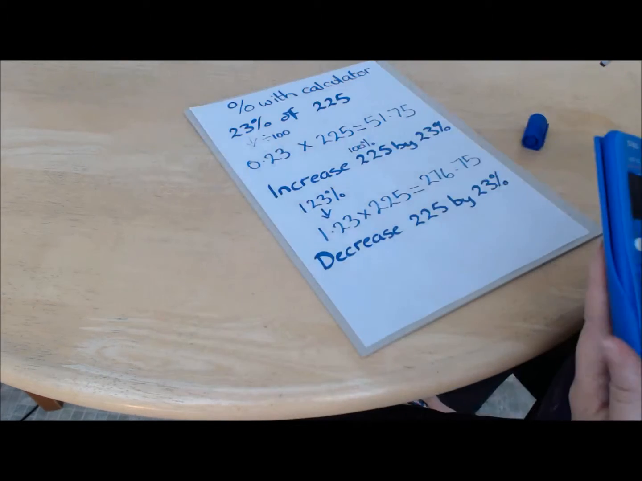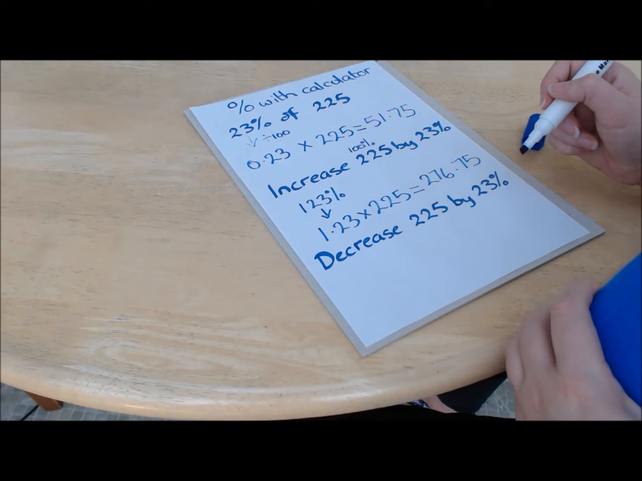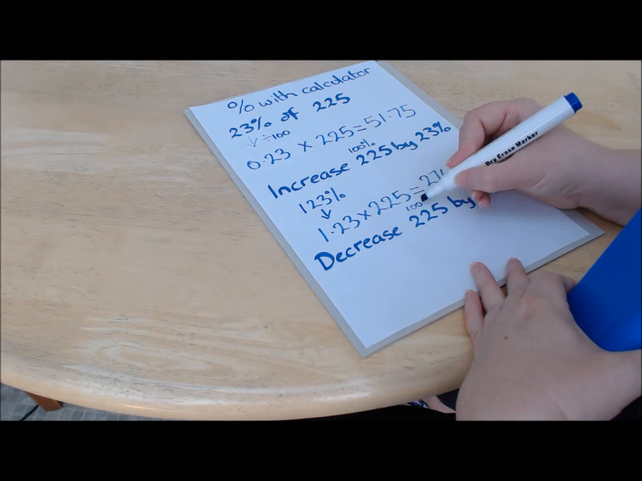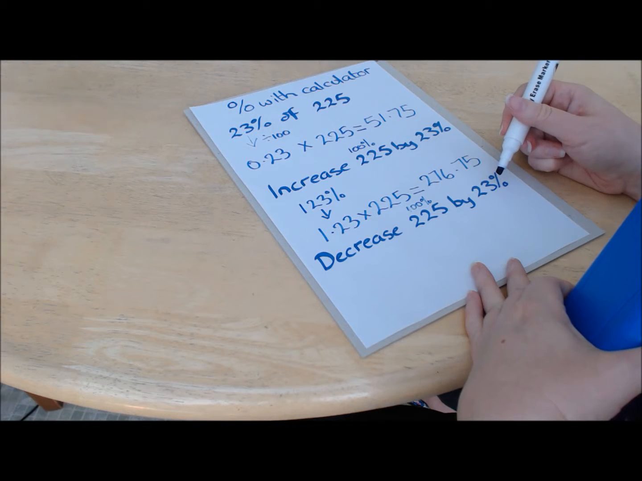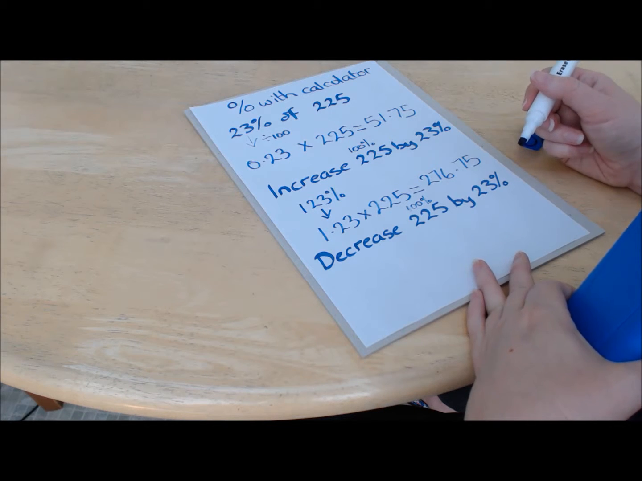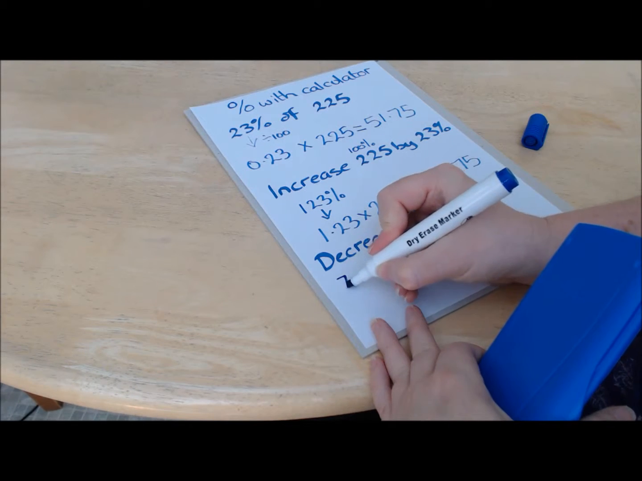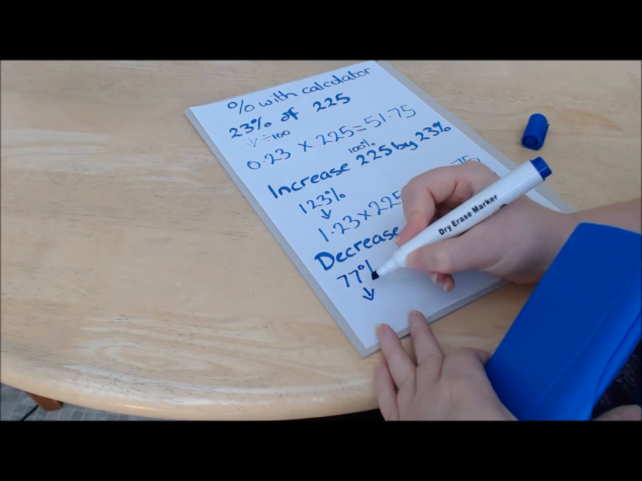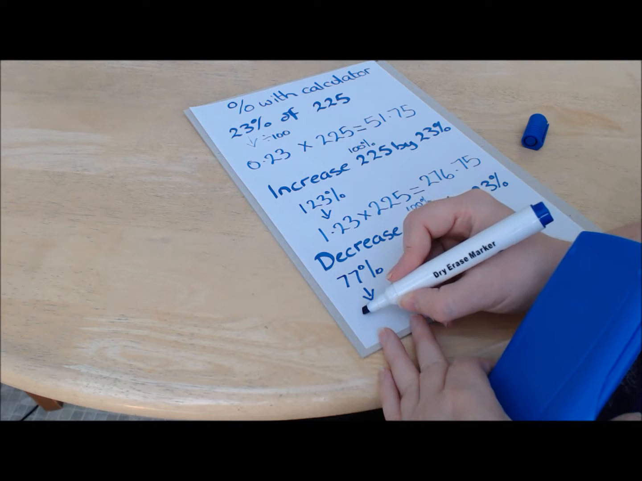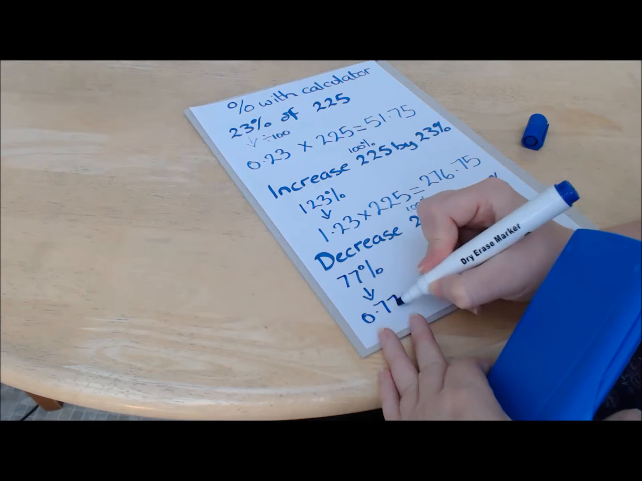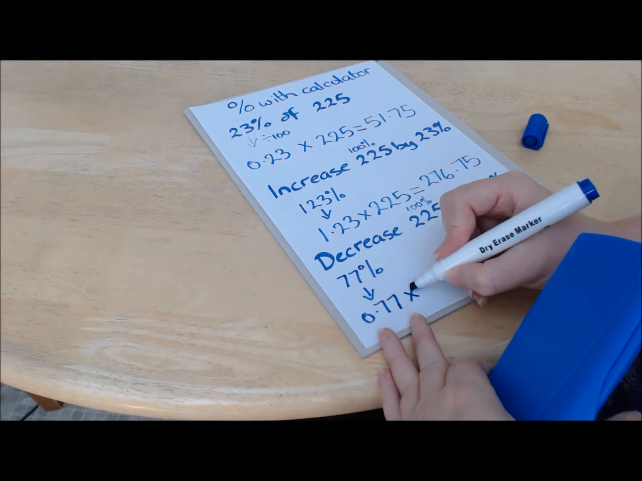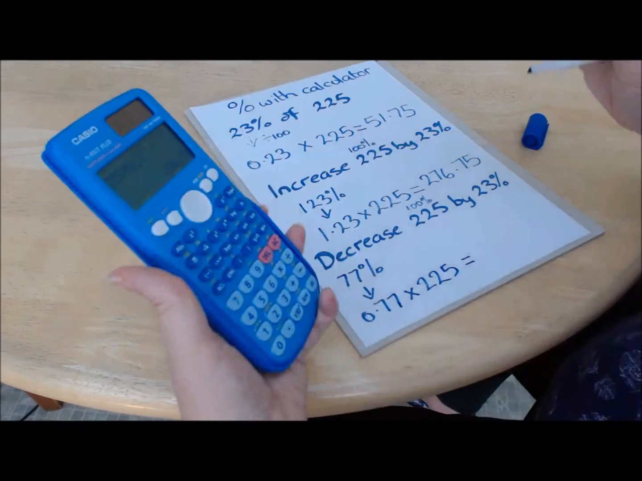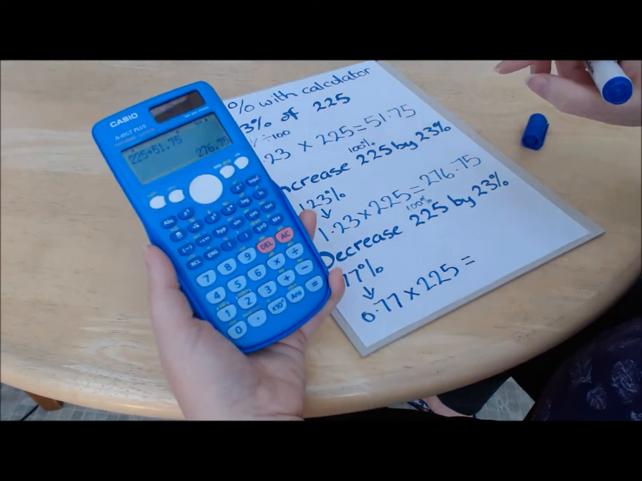There's something very similar we can do when we're decreasing. So again, think of this as the 100% that we start with. We're decreasing by 23%, so at the end of this, we're actually going to have 77% left. And we transform that into a decimal by dividing by 100. So that's 0.77. And then that's times the 225. So let's put that into the calculator here.